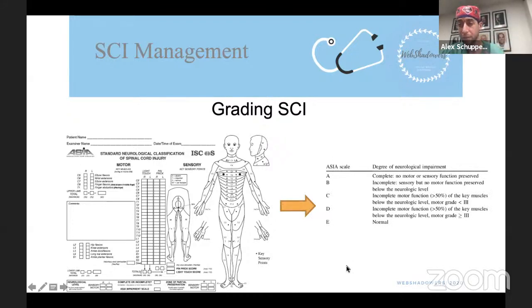There are 5 subclassifications. It goes from A to E. A is a complete spinal cord injury. This means that there's no motor or sensory function below the level of injury. E is normal, that if you guys have an intact spinal cord, you have normal motor and sensation to all of your extremities.